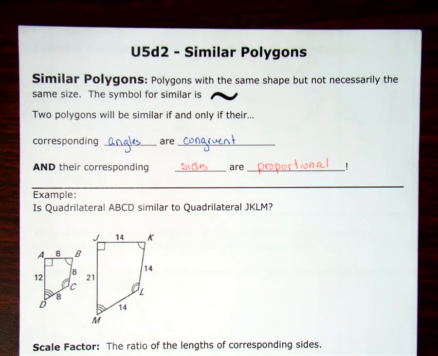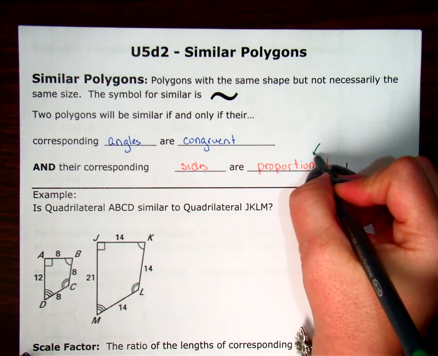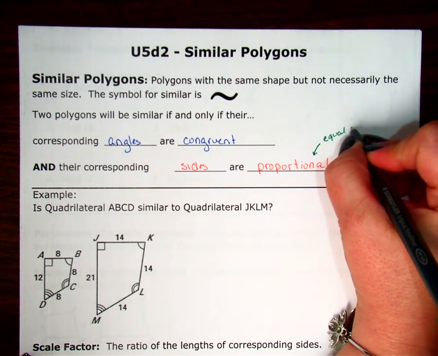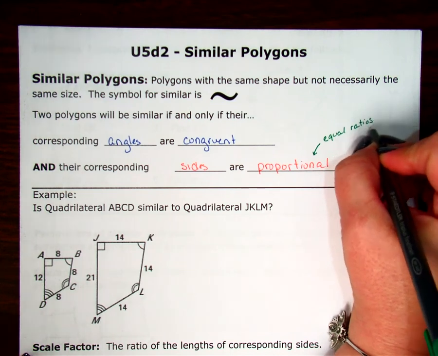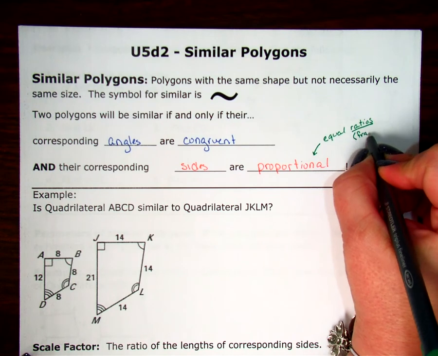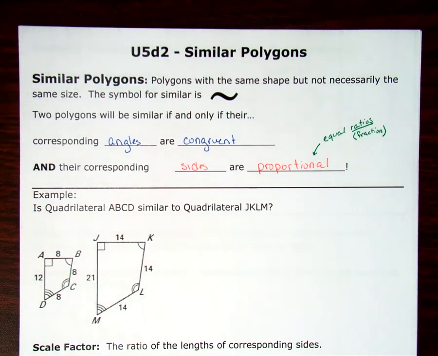Okay? And so when we say that the sides are proportional, we want to think about what that means. Proportional sides mean, remember, proportions mean equal ratios, right? And a ratio, remember, is just a fancy word for fraction. So proportional means we're going to be having equal fractions for the sides. So let's look and see exactly how that's going to look.